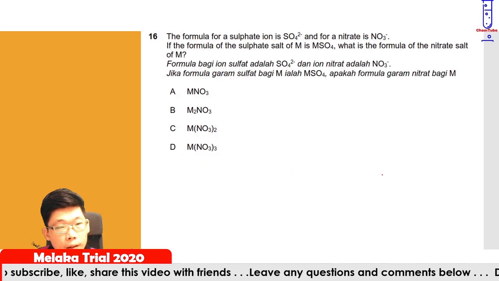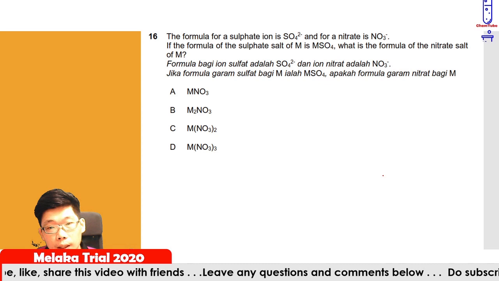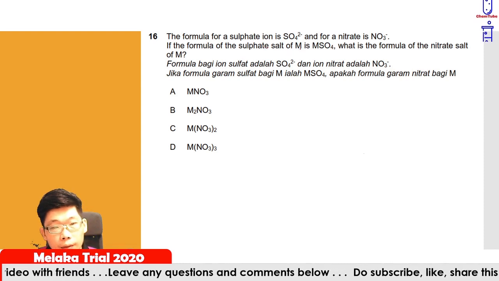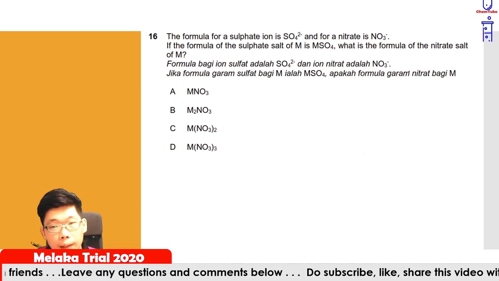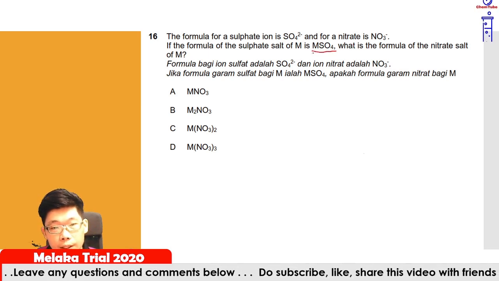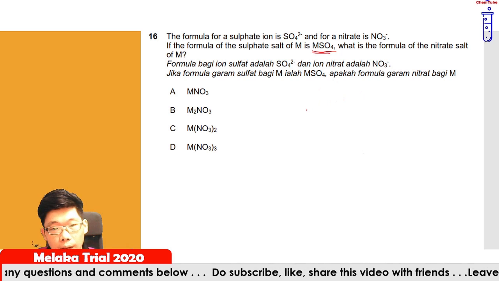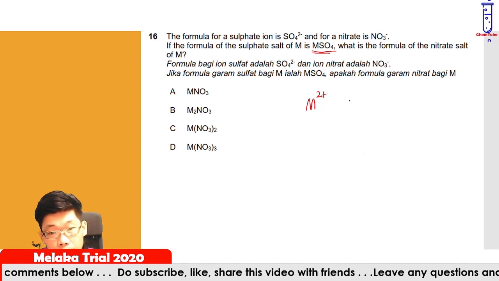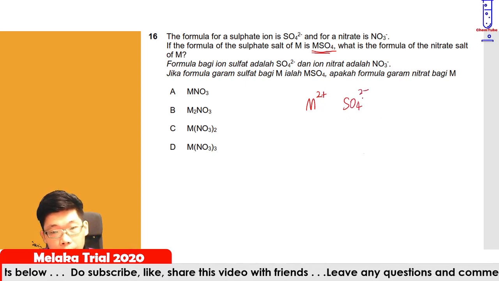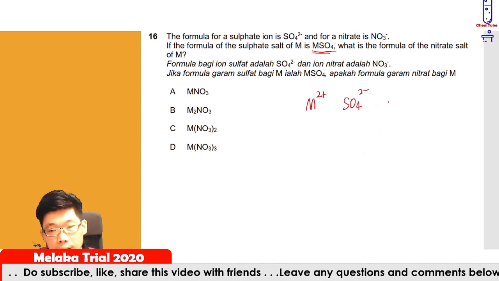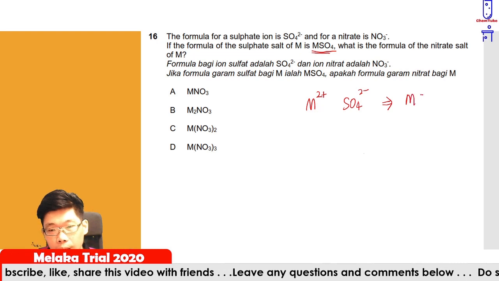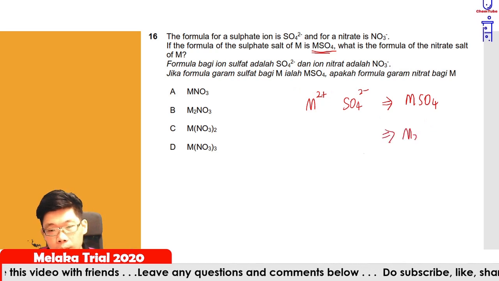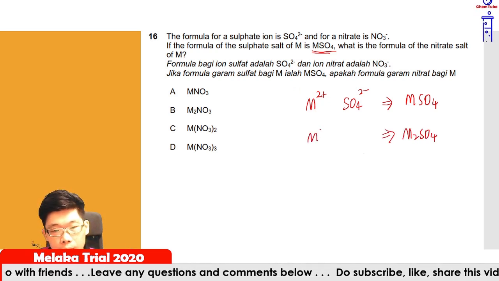16. The formula of the sulfate of M is MSO4, and the nitrate ion is NO3 minus. So how about the nitrate of M? For this kind of question, you just need to know that M is 2 plus, and the sulfate is 2 minus, so interchange the numbers. So it becomes MSO4. If it is 1 positive, it becomes M2SO4 if it is M plus.